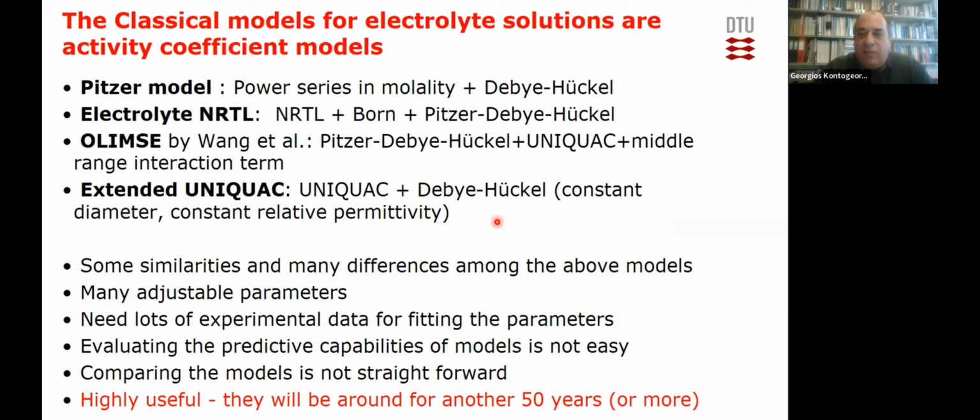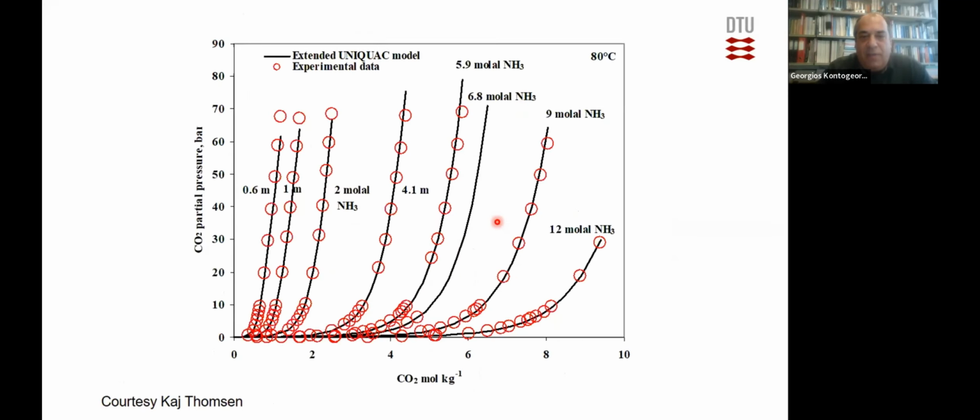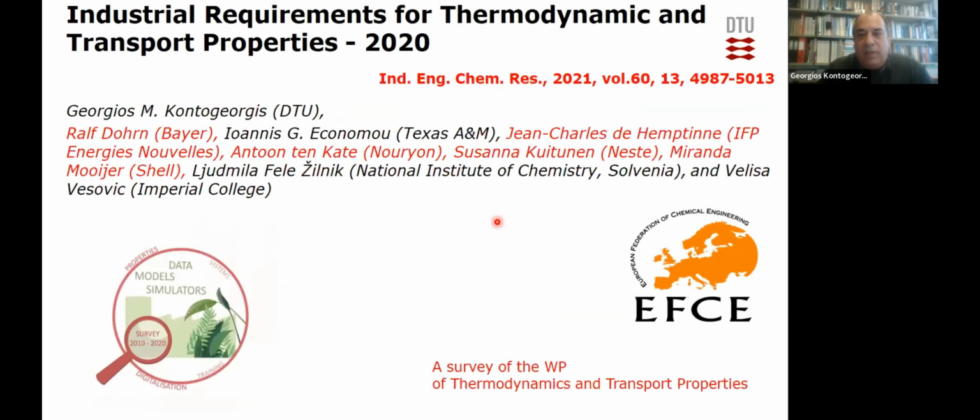So these models are the state of the art today. And I have a couple of slides from the extended UNIQUAC, which is one of those successful models. You can see a complex SLE diagram from calcium chloride water calculations done by Kai Thompson, and another one on the very complex systems containing ammonia, CO2, and water. So those types of models can actually perform very well in a wide range of cases. And they are the models that are mostly requested by industry, if we can start from this.